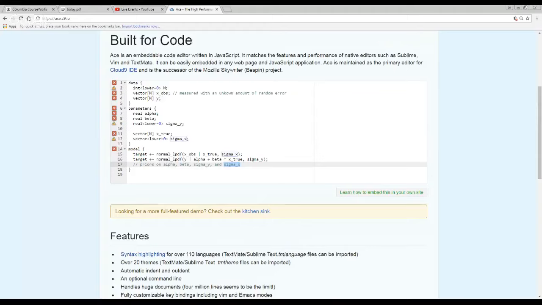It's also important to have priors, at least weakly informative priors, on alpha, beta, and sigma_y. But particularly in a model like this, it's important to have good prior information on the degree of measurement error. But other than that, it's pretty simple. It's not really harder than any of the models that we've been talking about before.